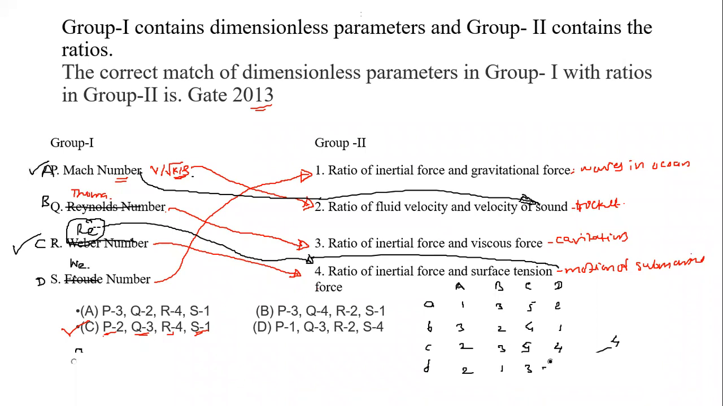The Thoma number we will wait for. The last one we will go for now is the Weber number. Weber number is the ratio of what? Inertia to the surface tension. Okay, so the Weber number, which phenomenon will it relate to? Option 1, waves in oceans. These are the options we have to consider: waves in oceans, launching of rocket, cavitation phenomenon, motion of submarines.